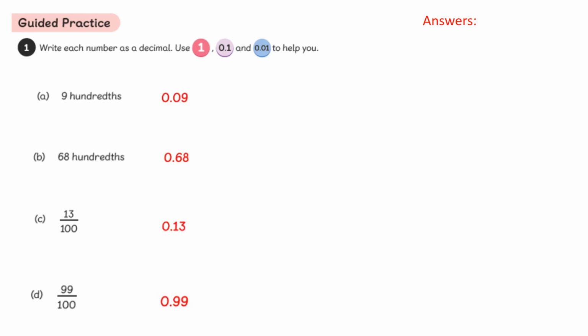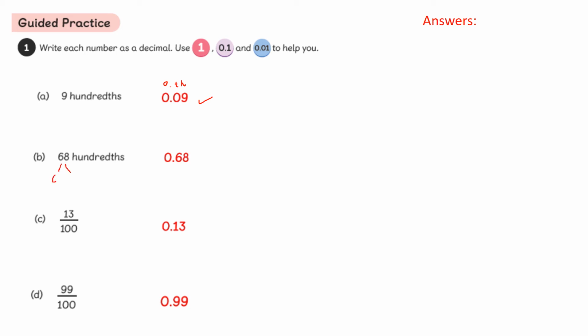Okay guys, let's go through all the answers to question 1 of guided practice. So let's start with A. You were asked to write 9/100ths as a decimal. So you can see here that we know we've got no ones, we've got no tenths, but we do have 9/100ths. So we would write 9/100ths as 0.09.